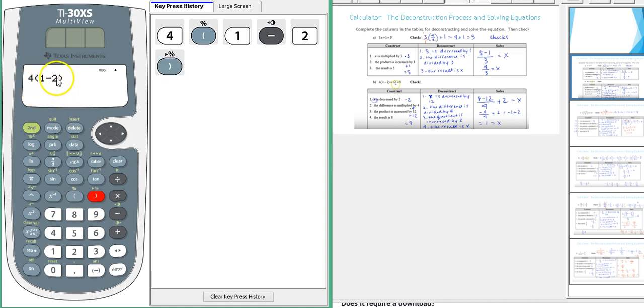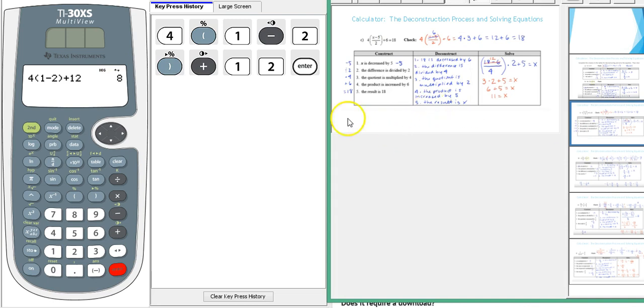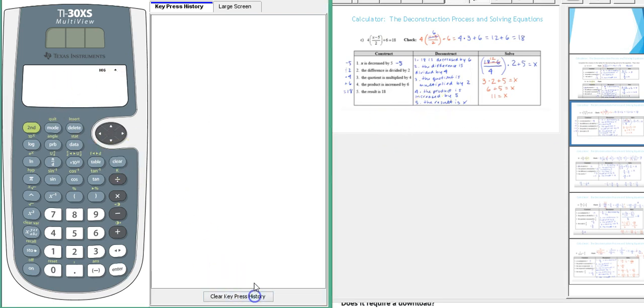4 times 1 minus 2, I believe that says plus 12 outside the parentheses. And the result is 8, and it checks. Let's look at the next one.